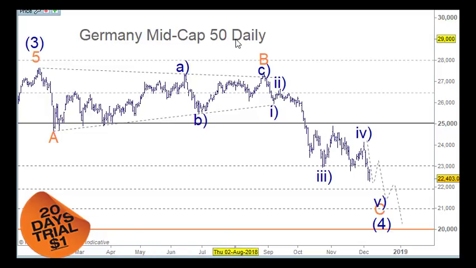Now, the German mid-cap here, we're looking at an A wave, a B wave and a C wave to the downside, with wave 1, simple wave 2 here, wave 3 here, a more complex wave 4 here, and still looking for 5 waves down through here. So this is the general pattern of the global markets as well, and same for the S&P and the other US indices, and much the same for the European indices.